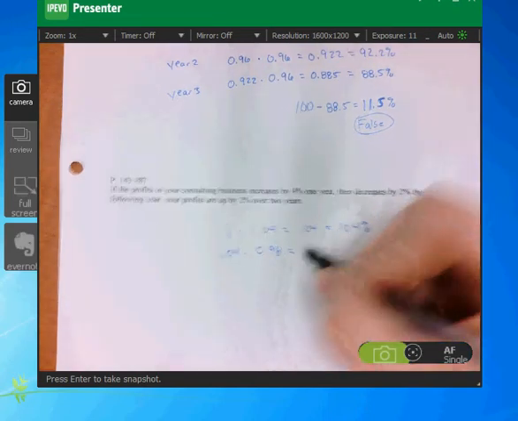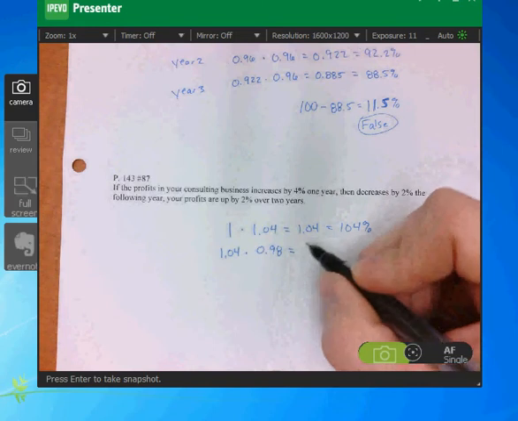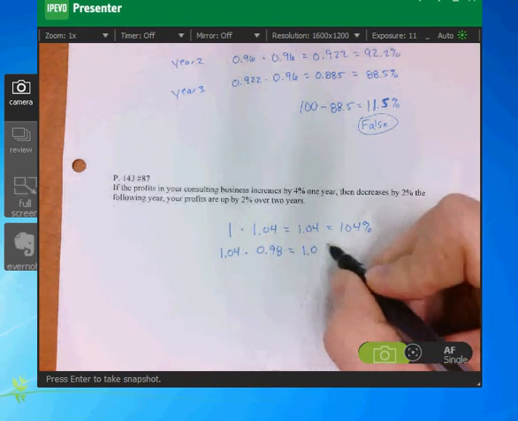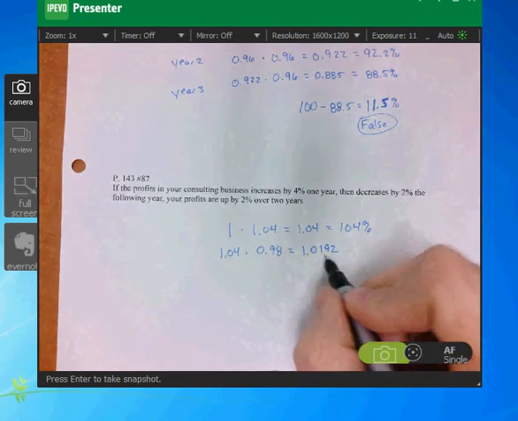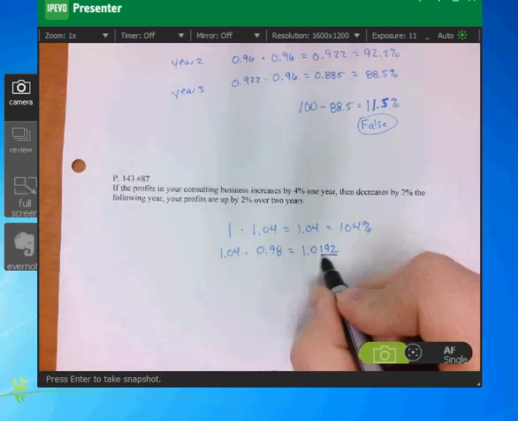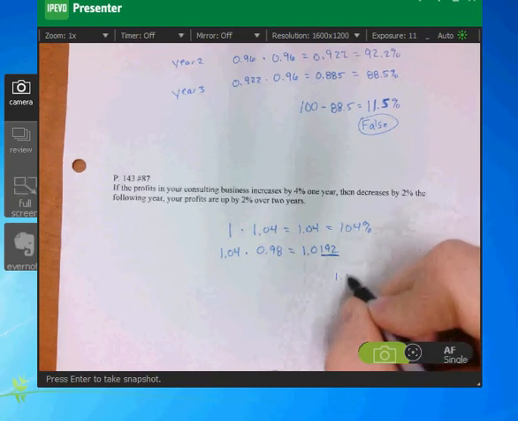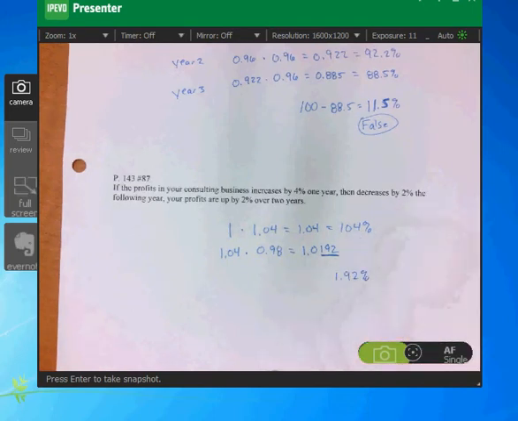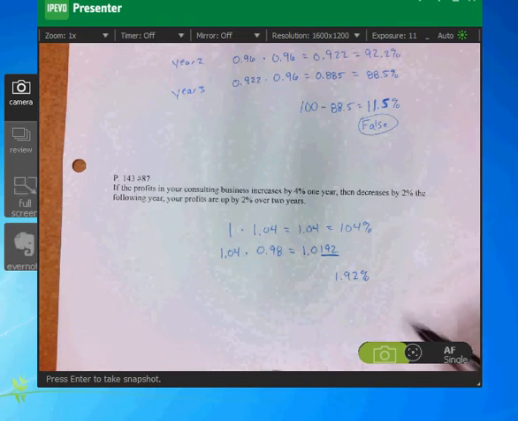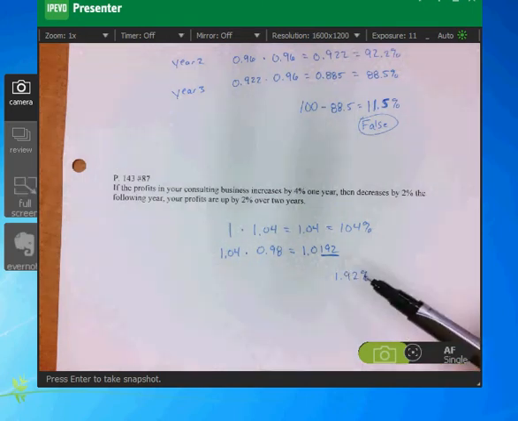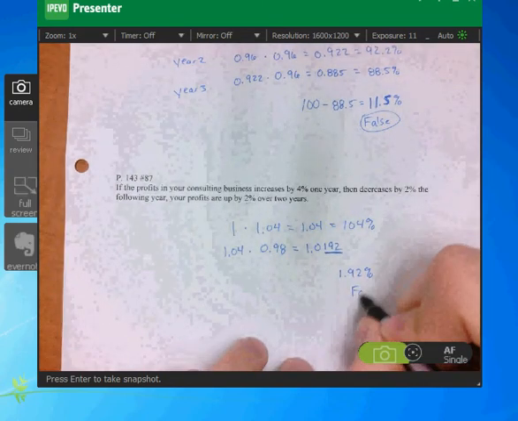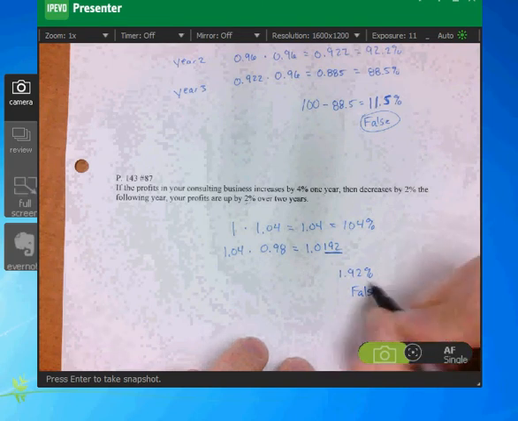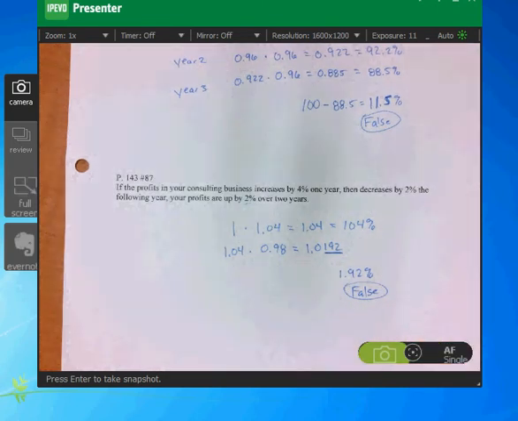All right, if we figure that up, 1.04 times 0.98, 1.0192. So if we look at that there, this is our increase, which is only 1.92% up, which is not quite the 2% that we were originally saying. So this would also be false because we fall just short of that 2%.